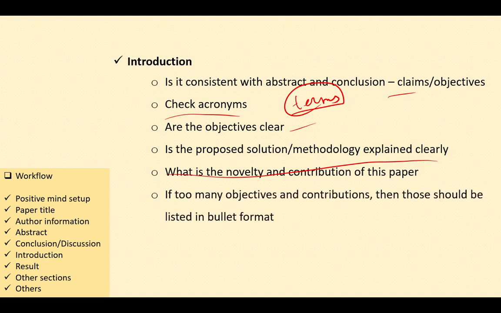Then if there are too many objectives, contributions and goals, suggest the author list them down using bullet format. So probably if there are 5 objectives, write down the 5 objectives in bullet format. What are the contributions of this paper? If you are not sure what the contributions and objectives are, then tell them, okay, list it down. So later you'll be understanding easily what the objectives and contributions are, right?